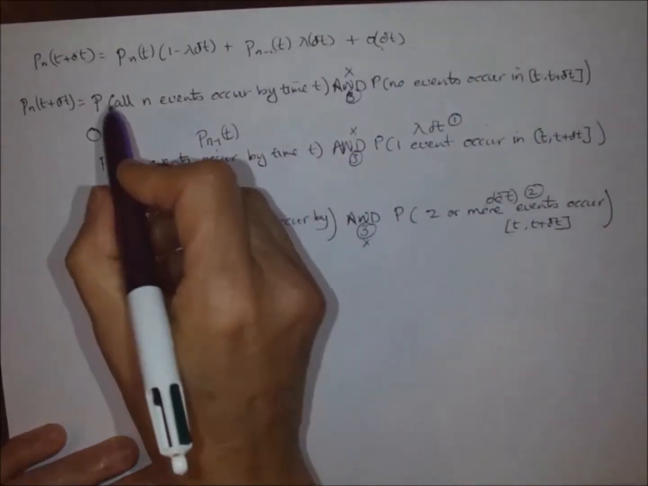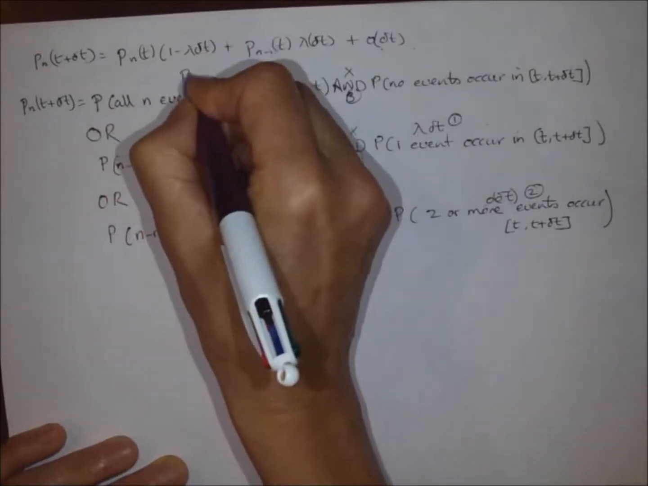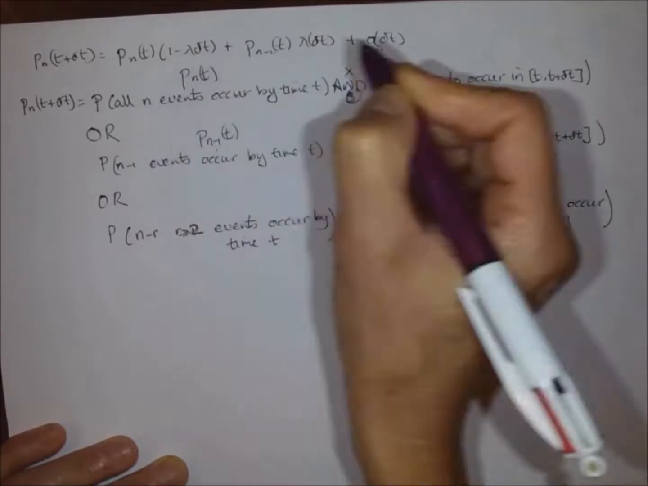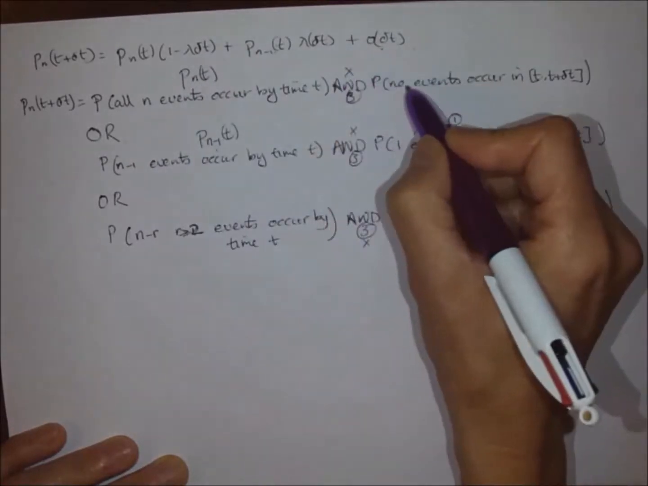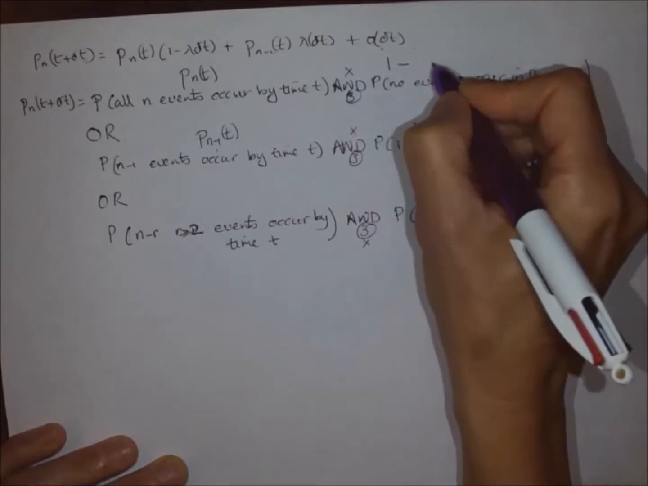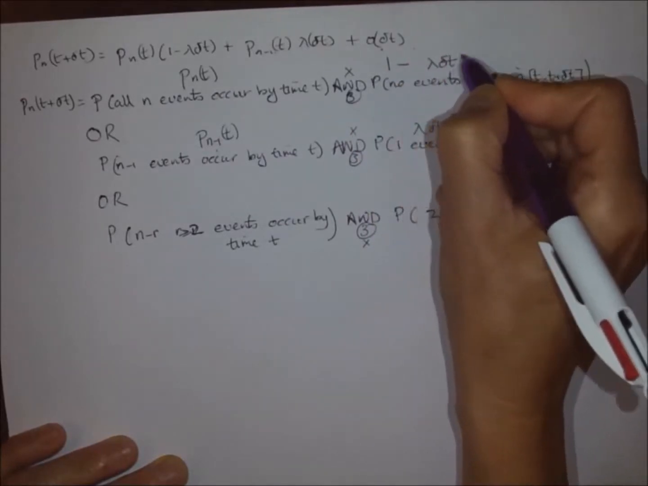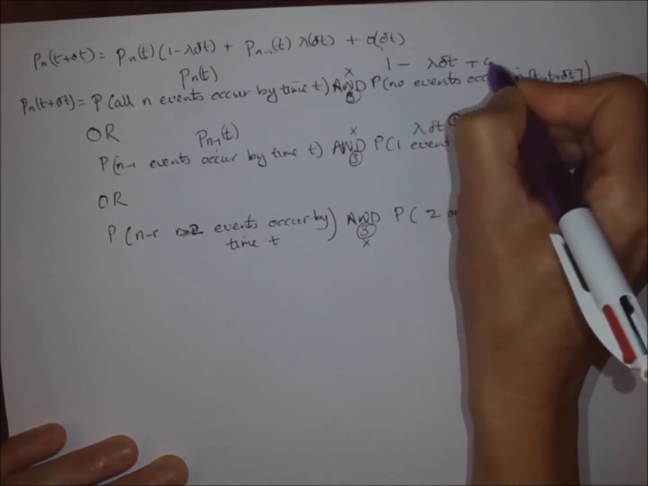Right, so that's that. And then the first one, the probability that n events occur by time t, that is Pn of t. And then multiply by that no events occur, that is 1 minus the probability of 1 or more events, so that's the probability of one event, lambda delta t, or more events, plus little o delta t.